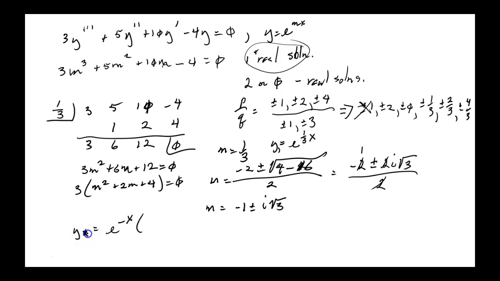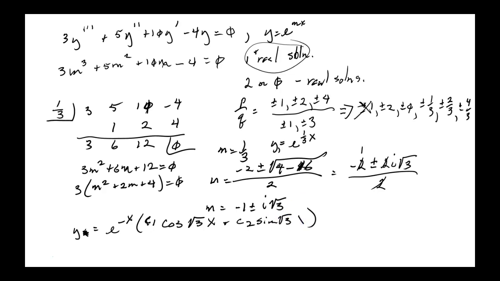c1 cosine root 3x plus c2 sine root 3x. There are your other two solutions.